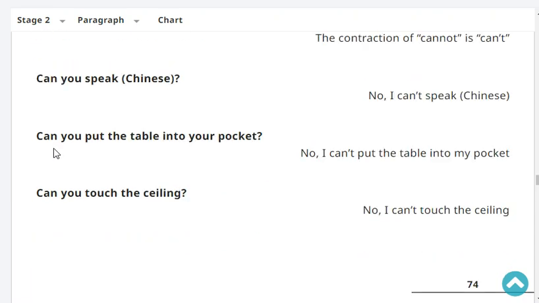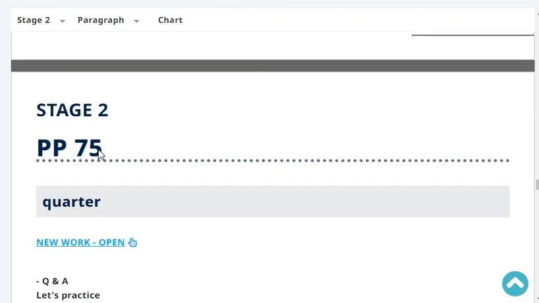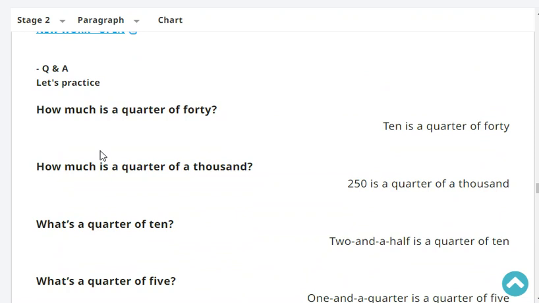Very good. Can you put this table into your pocket? No, I can't put the table into my pocket. Very good. Can you touch the ceiling? No, I can't touch the ceiling. Very good. Okay.